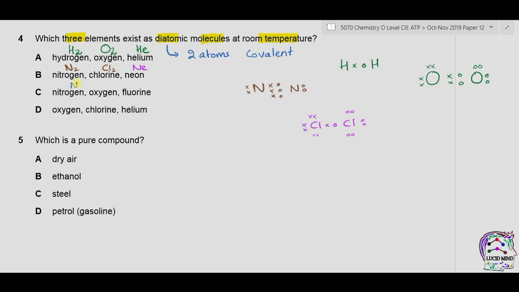Similarly in C we have nitrogen, again it is N2, oxygen is O2, fluorine is a group 7 element, so it makes single covalent bond between two fluorine atoms, as did chlorine. As in C, all three elements are present in diatomic form, so this could be the correct option. In D we can see we have oxygen, which is O2, chlorine group 7 element, again Cl2, and helium is a noble gas, so it does not make any bond. The correct answer is therefore C.